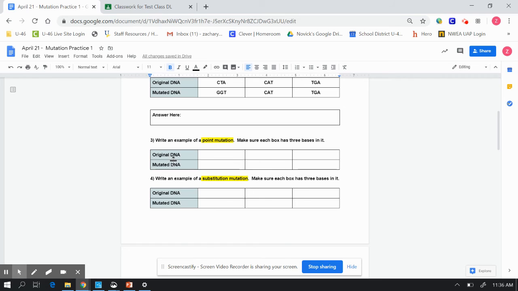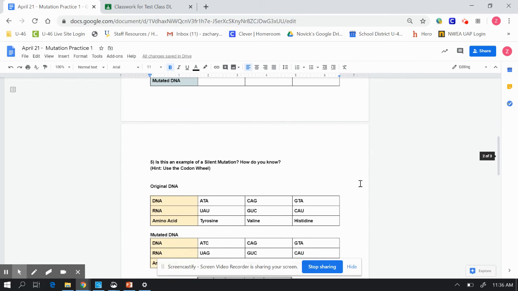Then it asks you to write an example of a point mutation, making sure that each box has 3 bases in it. So that's 3 letters, just like up here. But make sure that you are just doing a point mutation. And then finally, write an example of a substitution mutation. So again, the original DNA and mutated DNA. Again, make sure each box has 3 bases in it.